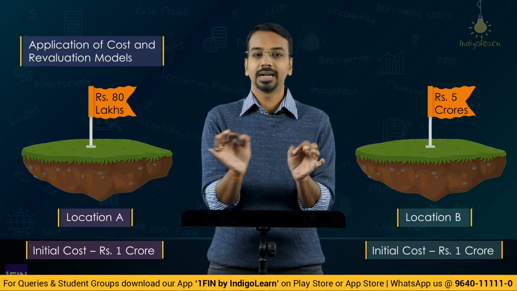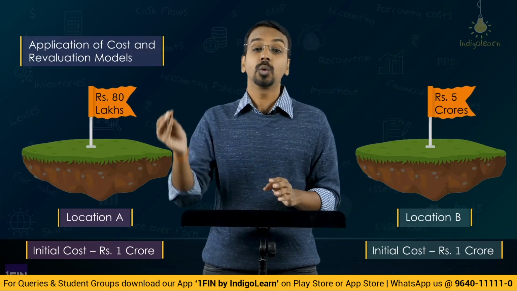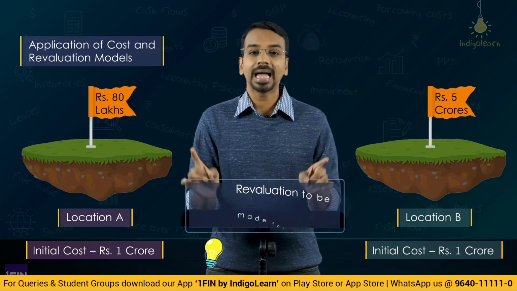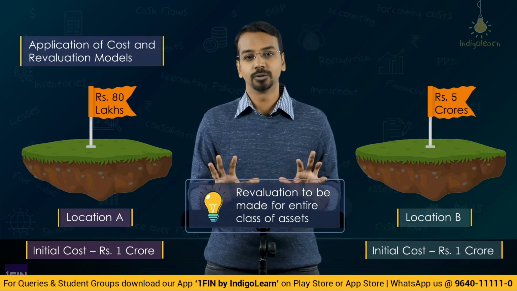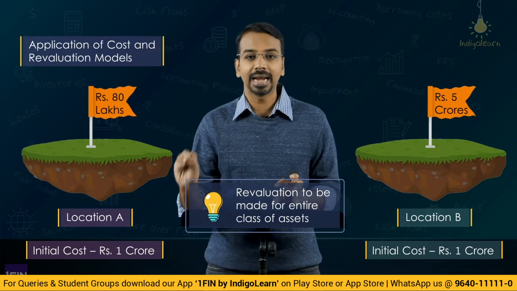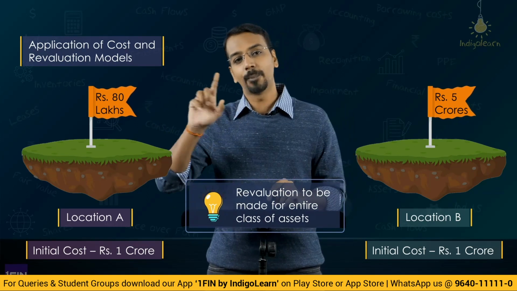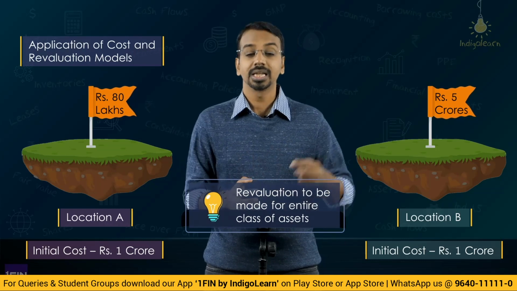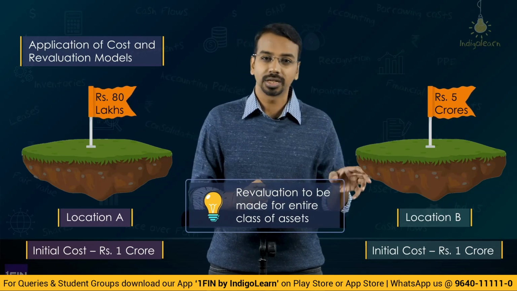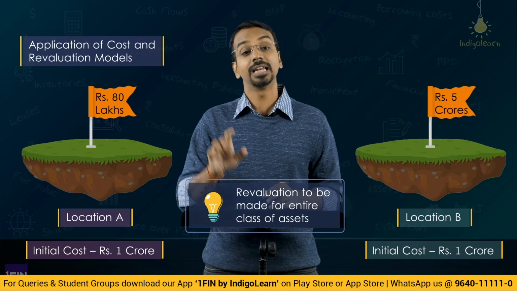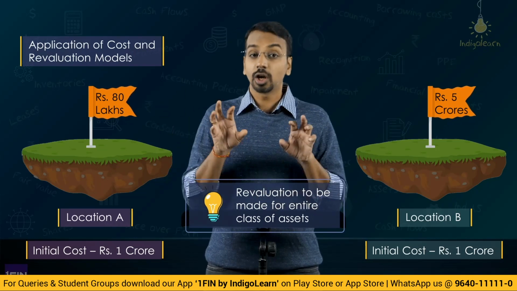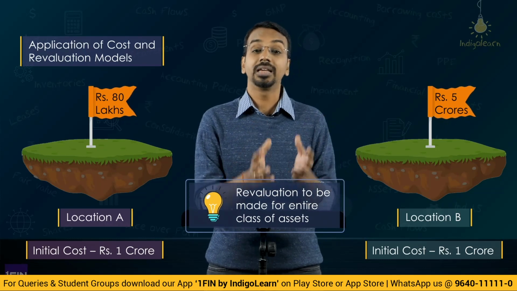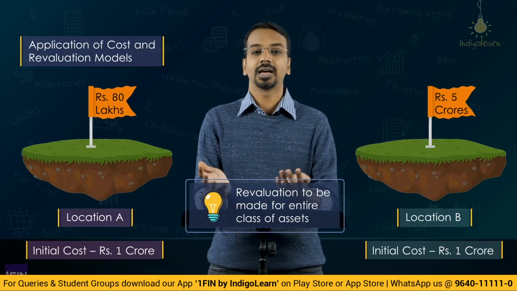Now for this, the standard clearly prescribes that if you are revaluing one asset of a particular class, then all the assets in that class should be revalued. That is to say, if you are revaluing land and building at location B, then you should compulsorily revalue land and buildings in location A as well. Which means, if you are revaluing land and building at location B, you also need to revalue land and buildings at location A. You cannot pick and choose and revalue only selective assets. So, you have to revalue all the assets within a class.